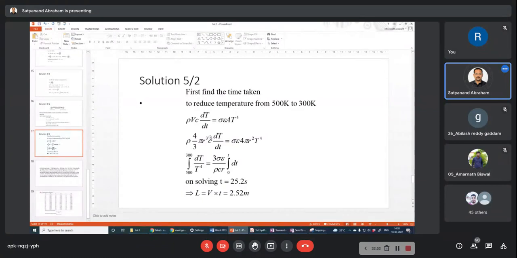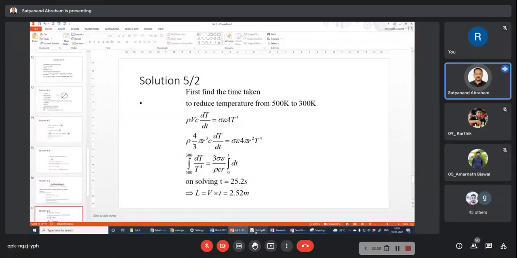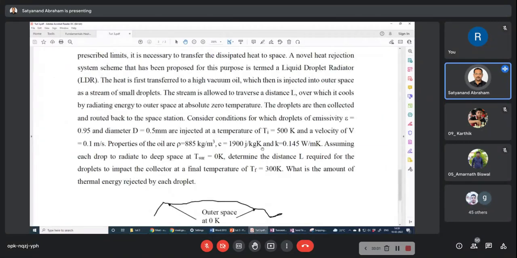Is that clear? Yes, sir. Okay. So that's how you can go for the limited capacitance and all.